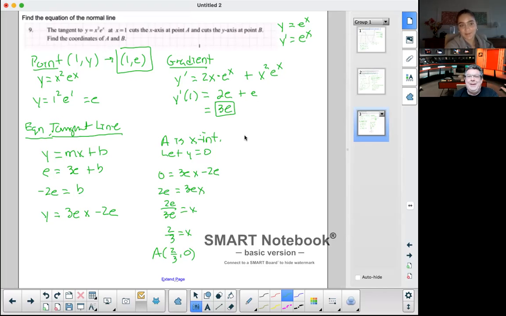Oh, yeah. Okay. So B is the y-intercept. So we're going to let x equal 0. Is that all right? Yeah. So y equals 3e times 0 minus 2e. So y equals -2e, and we already know that because b is the y-intercept, isn't it? So we don't have to do that. So B is at (0, -2e). Okay, makes sense.